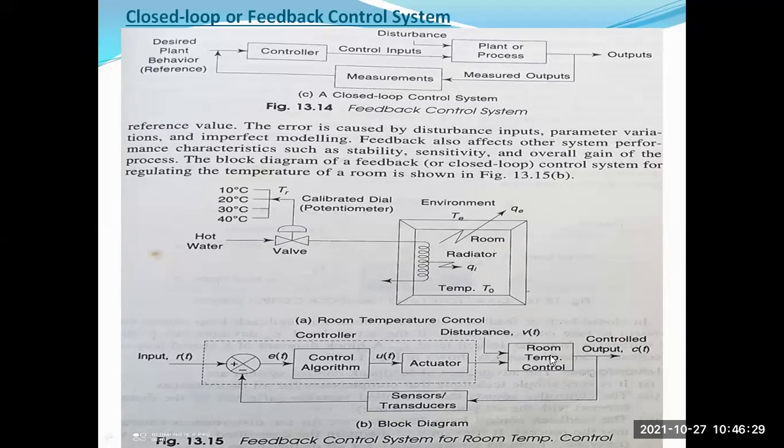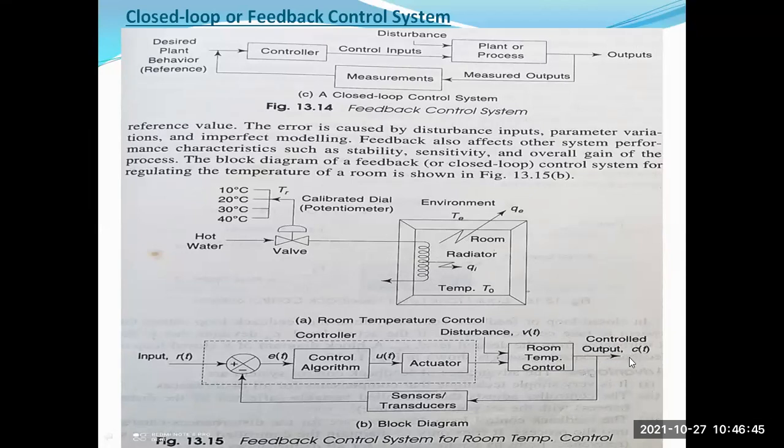This is called the disturbance, denoted by VT. Then this is finally controlled by this room temperature control system. Then the control output signal is finally given from here, that is CT.